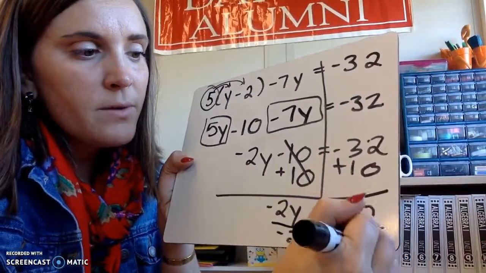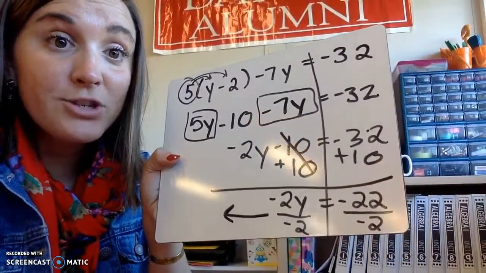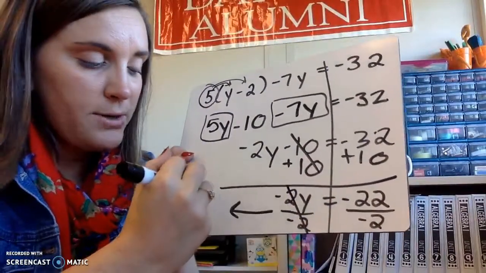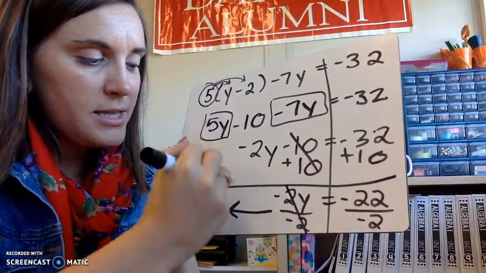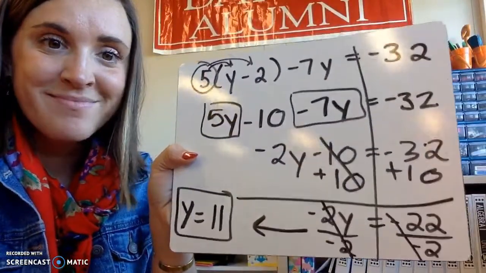I'm going to run out of room, so I'm just going to draw an arrow to my final answer. Negative 2y divided by negative 2 is just y. Negative 22 divided by negative 2, those cancel out on the top and the bottom, leaving you with y equals 11.